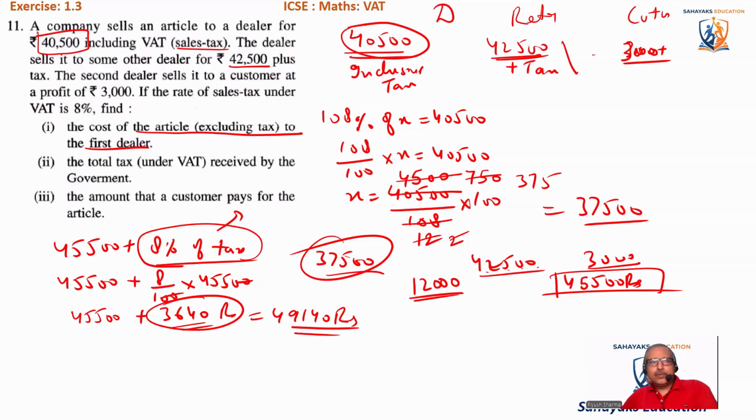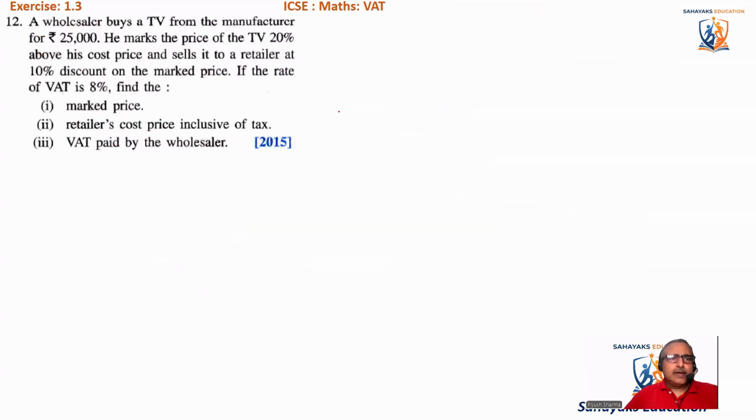Okay, so coming to the last question of the exercise. A wholesaler buys a TV from the manufacturer for 25,000 rupees. So he bought it for 25,000 rupees. He marks the price of the TV 20% above the cost price and sells it to the retailer at a 10% discount. So basically, first we have to find out the 20% increment on this, and then the 10% discount will give us what value.